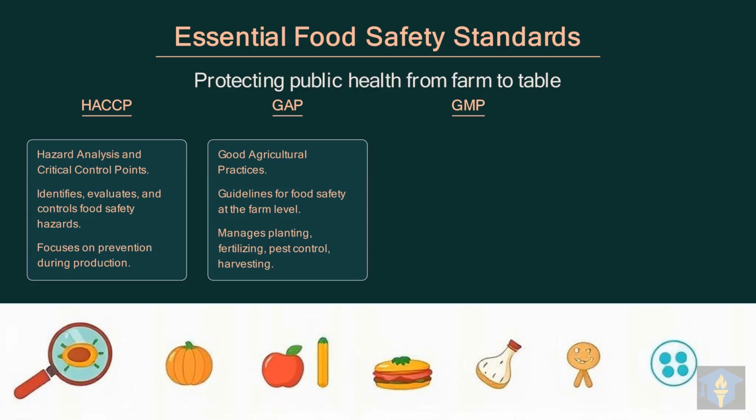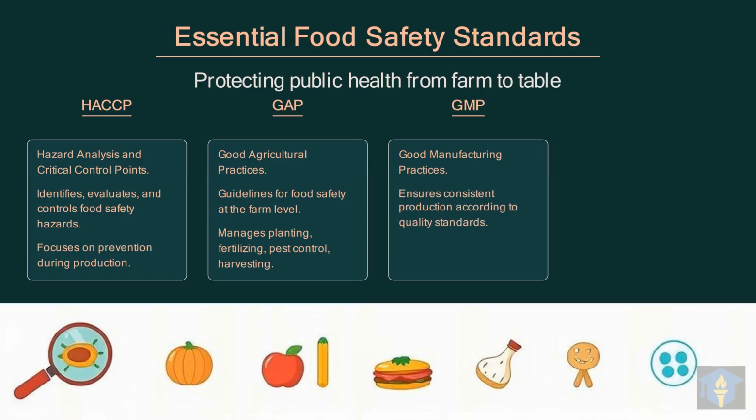Now, let's look at GMP standards. GMP stands for Good Manufacturing Practices. This ensures consistent production according to quality standards. It reduces contamination risks during food processing operations.